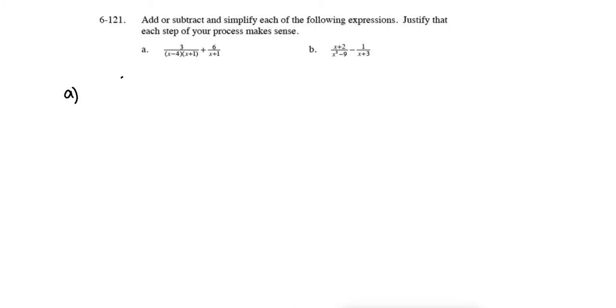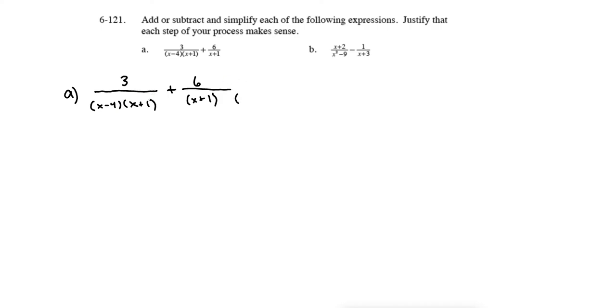We've got 3 over the quantity of x minus 4 times the quantity of x plus 1, plus 6 over the quantity of x plus 1. In order to add fractions, remember we have to have a common denominator. In order to have a common denominator, we need to figure out what factors one has that the other doesn't have. In this case, they both have x plus 1, but this one also has x minus 4.